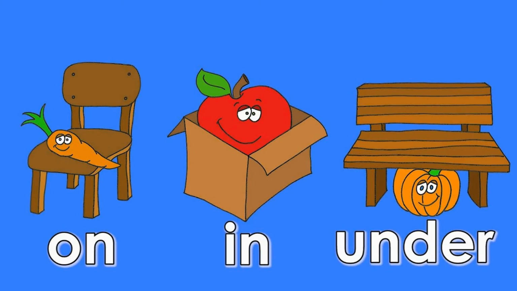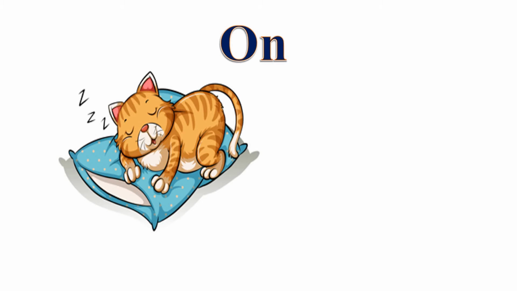So kids, today we learn position words on, in, under. On means ऊपर, in means अंदर, and under means नीचे. So the first word is on.